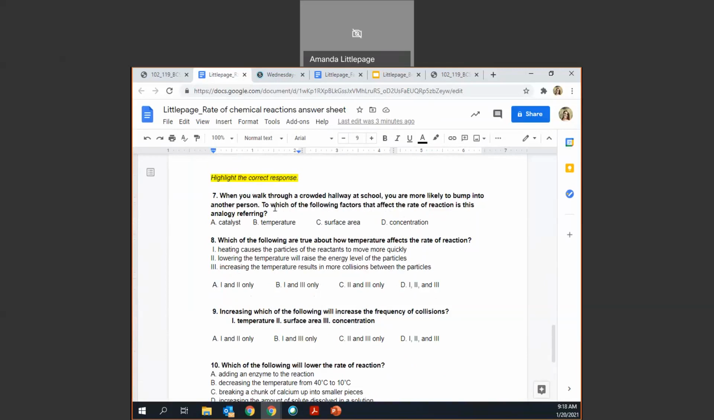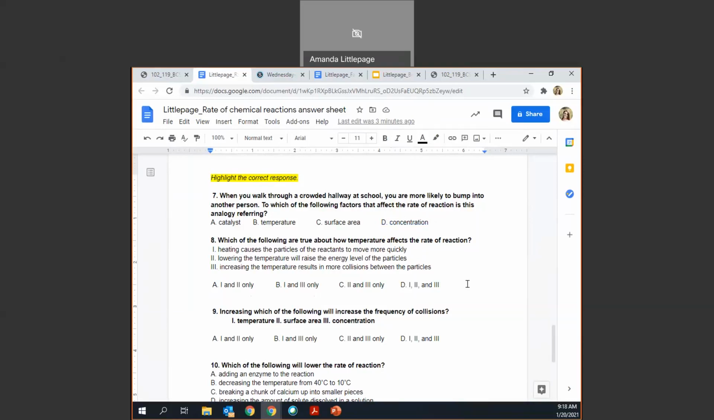So for number 7, when you walk through a crowded hallway at school, you are more likely to bump into another person. So which of the following factors would affect this? Catalyst, temperature, surface area, concentration. Well, this would be D, concentration. That's what you should have highlighted. The more people there are, the more to bump into.